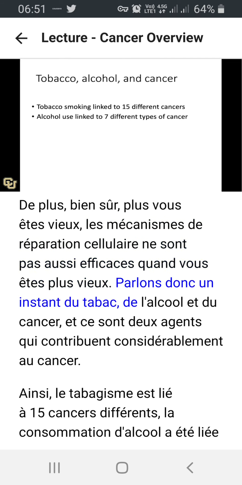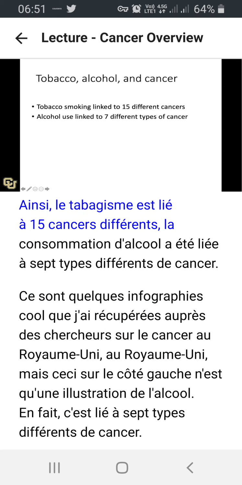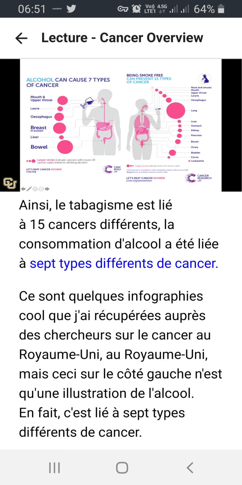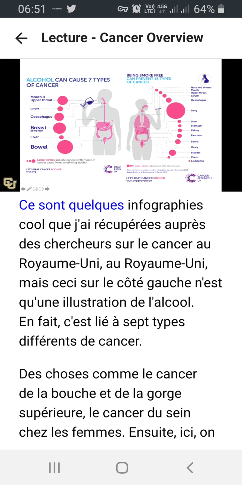So let's talk for a minute about tobacco and alcohol in cancer. These are two agents that contribute substantially to cancer. So tobacco smoking is linked to 15 different cancers. Alcohol use has been linked to 7 different types of cancer. And these are a couple of cool infographics I picked up from the cancer research people in the United Kingdom, the UK.